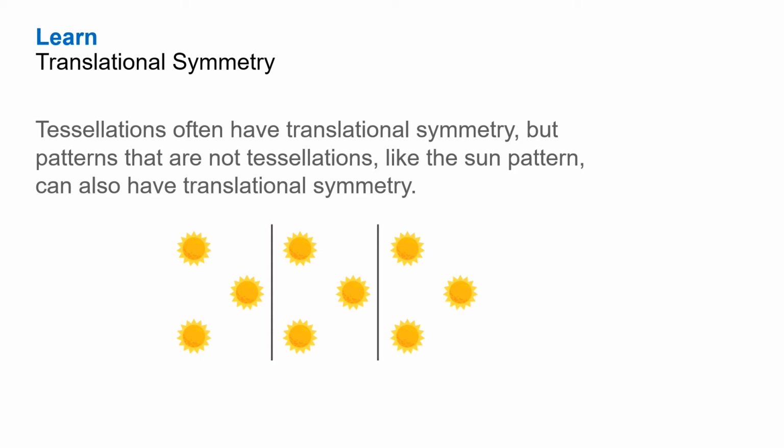Tessellations often have translational symmetry, but patterns that are not tessellations, like this sun pattern, can also have translational symmetry. So if you look, if we took the group of first suns and we translated it according to this vector, we would get this second group of suns. If we did it again, we would get this third group of suns. So it has translational symmetry.